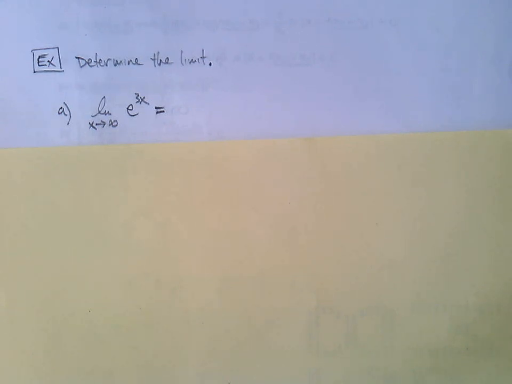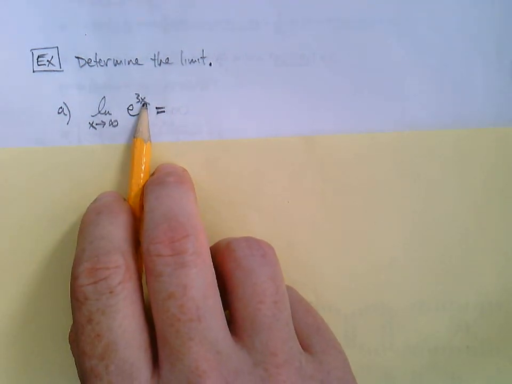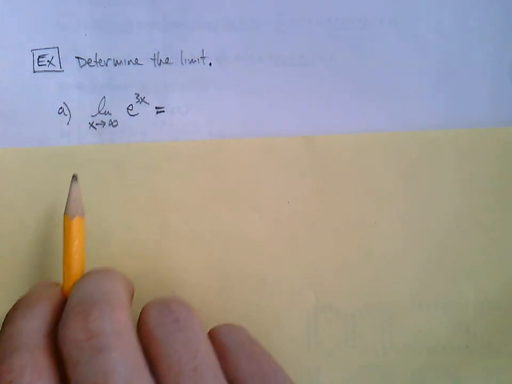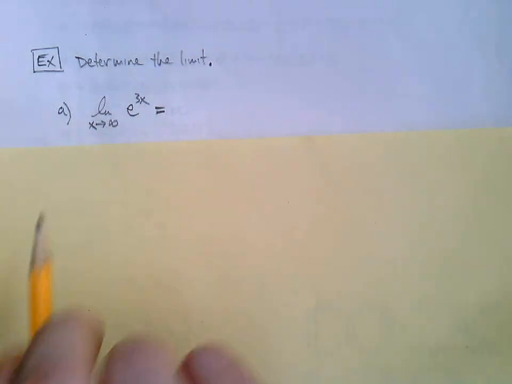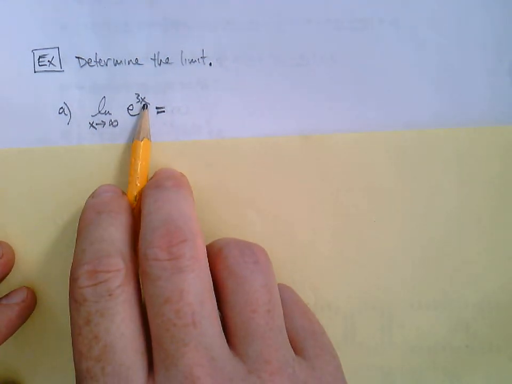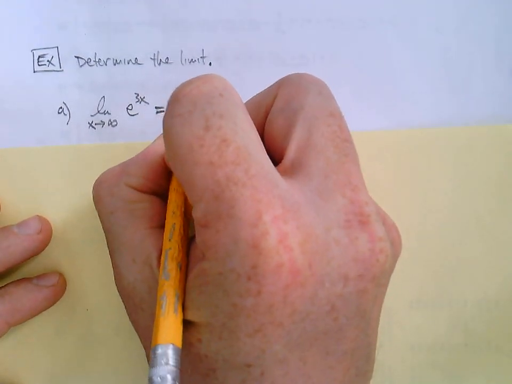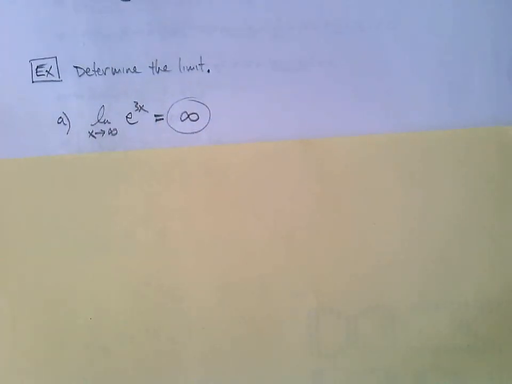Determine the limit. Part A is the limit as x approaches infinity of e raised to the 3x. Okay, well, let's think about that. x is approaching infinity, so that number in the exponent is getting bigger and bigger and bigger. What's happening to our function, e to the 3x? Well, if the exponent is getting bigger, then this whole thing is just getting larger and larger. The answer here is infinity.